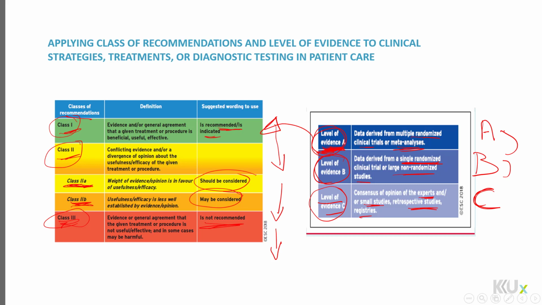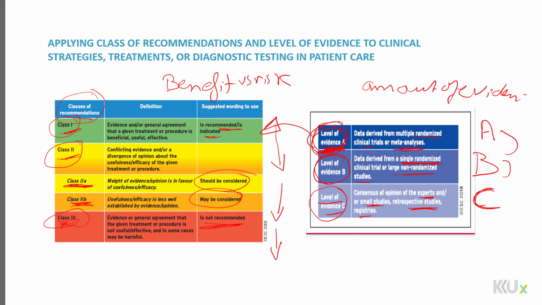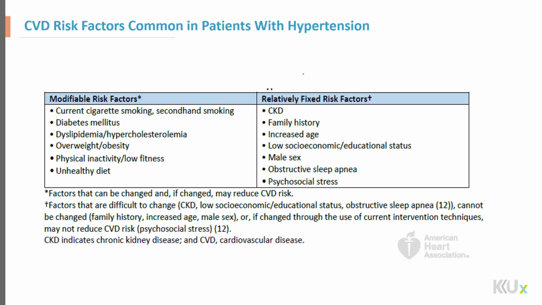So let's catch up. If you say class of recommendation, we mean the benefit versus risk. And when we say level of evidence, it means the amount of evidence to support this recommendation. So let's move on. The second concept we're going to talk about is the cardiovascular risk factors. We're going to use it in the context of hypertension and in the context of dyslipidemia.